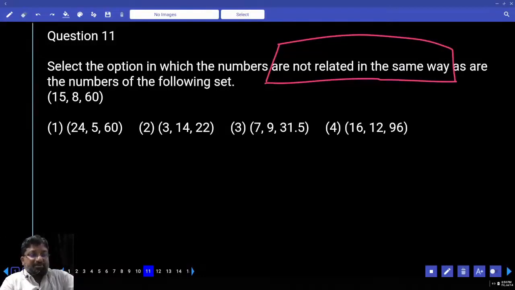3 into 4, so 3 into 14. How much is 3 into 14? 42. 42 divided by 2, 21. Is it following the same logic? 7 nines, 63. Divided by 2, 31.5. 16 12s, 192. Divided by 2, 96. Clear?